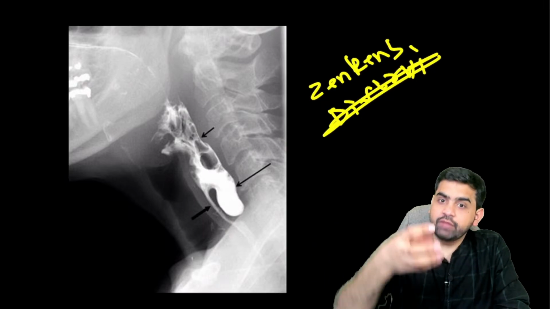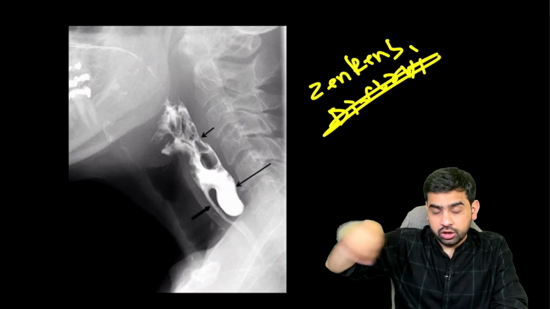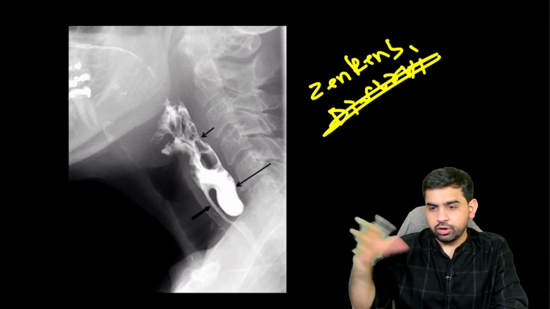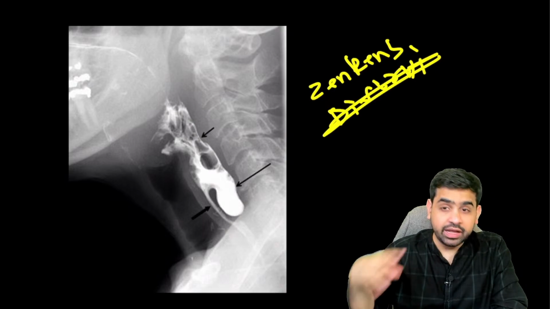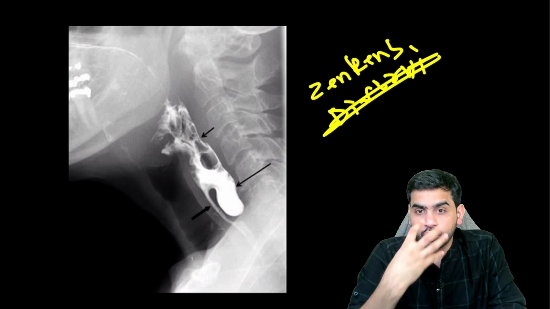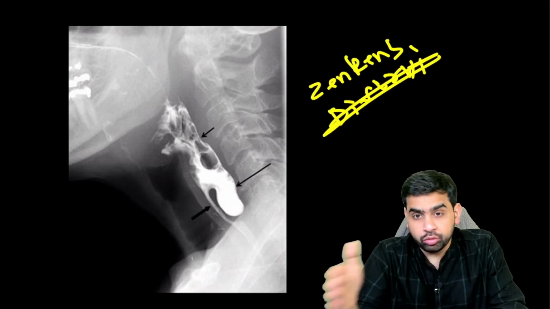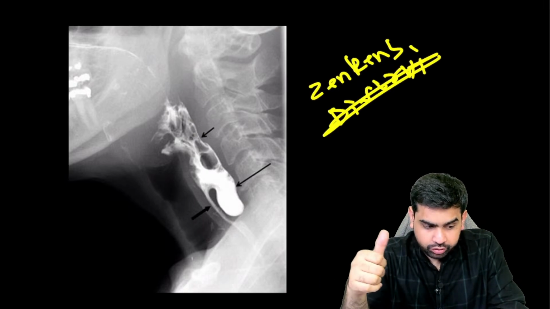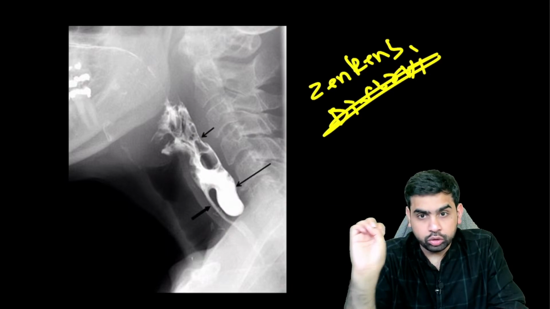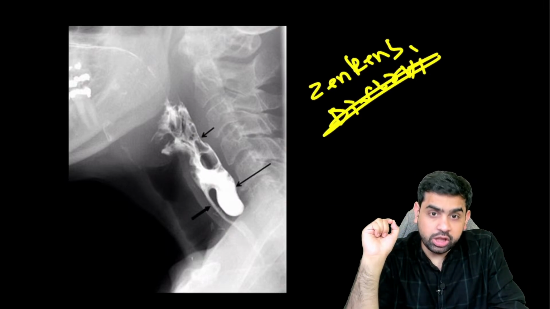Now, over a period of time, when you eat food, the food is going to accumulate in this pouch, and the food gets degraded, so there is going to be halitosis, a bad odor in this patient. Second, you need to understand the aspiration and lung abscess. All those complications are going to be there. Investigation of choice to diagnose Zenker's diverticulum is a barium swallow.